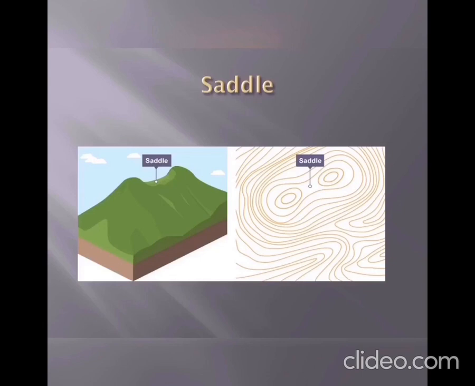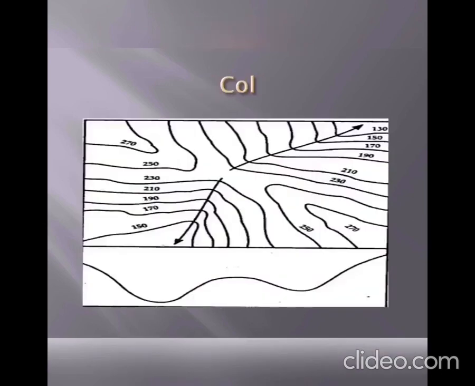Saddle. When there is a sudden depression between two peaks of a high elevation, a saddle is formed. A saddle is shown like an elongated hourglass. Col. When the land has been cut between two streams in a watershed, a col is formed. A col can be identified when there is a sudden drop in the height of the contours. Contour lines are less in a col as compared to other landforms.